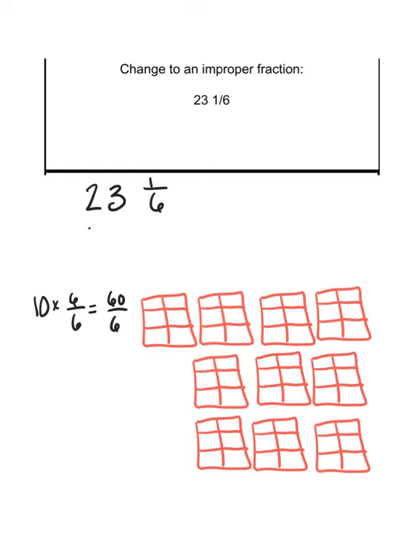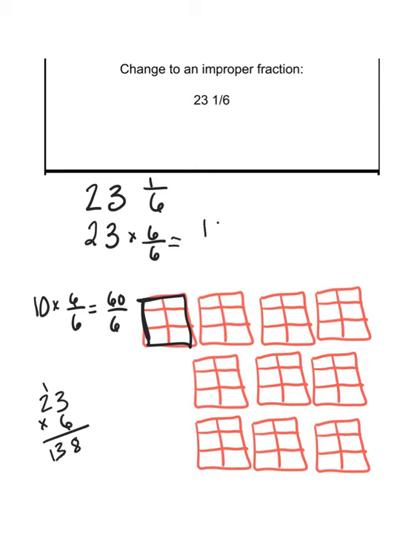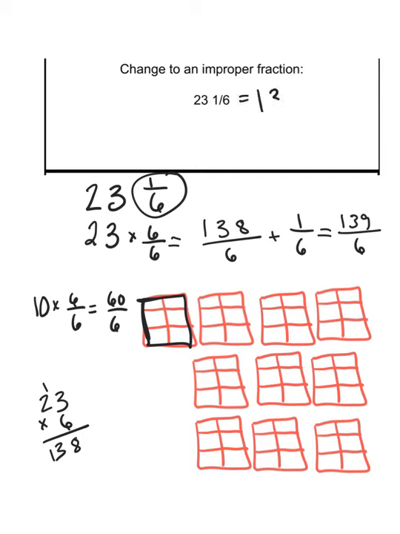So instead, I'm going to multiply my 23 wholes times the 6 sixths that compose each whole. So that's 23 times 6. Let's see what that's going to give us. 23 times 6 gives us 138 sixths, plus one more 6, because I can't forget this guy, and that gives me 139 sixths. Okay, so I'll be curious if this makes sense to you.